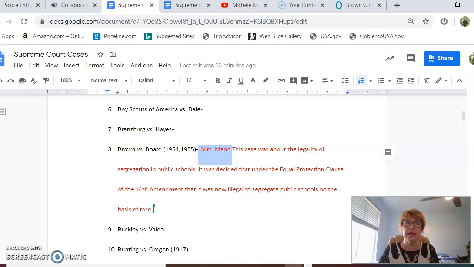However, we still had segregated schools up until 1974. So 20 years after that is when we finally got all the schools desegregated. But that's what this case is about, and that's how I want you to do this. You just need to go to whichever case you choose, put your name on it in red so nobody else grabs it, and then do a quick summary of this case so everybody knows what it is about.